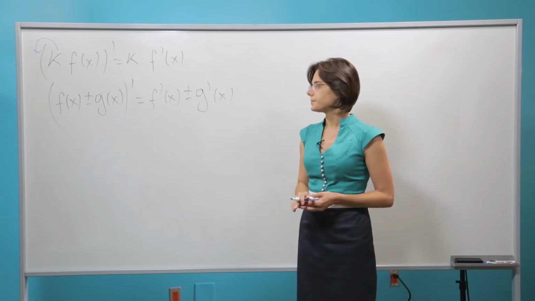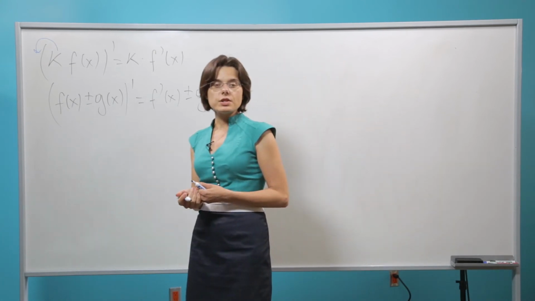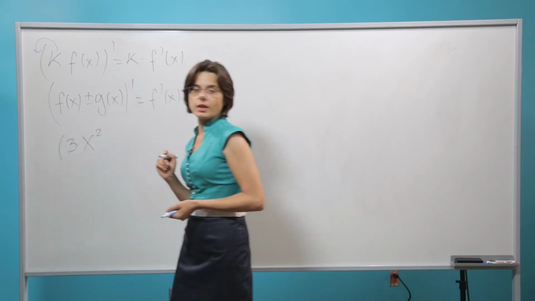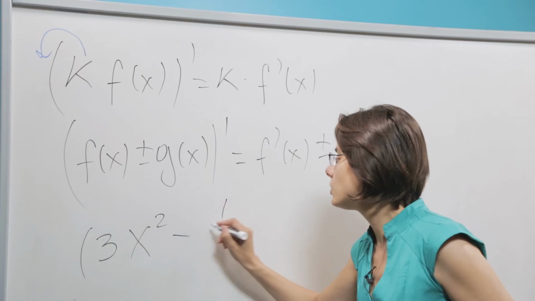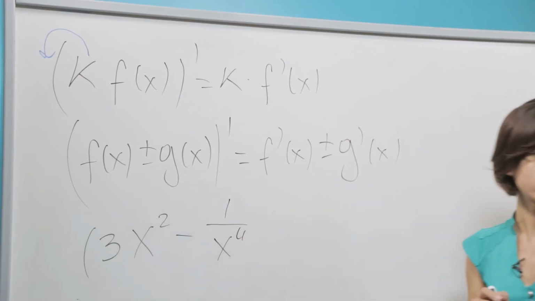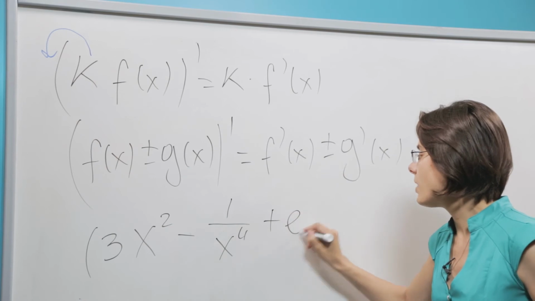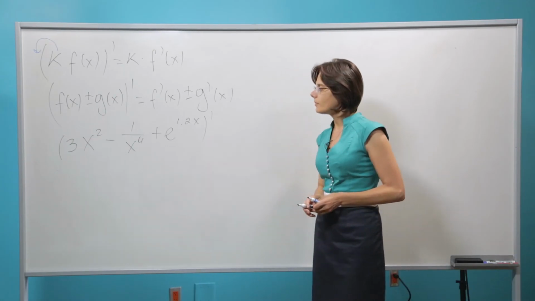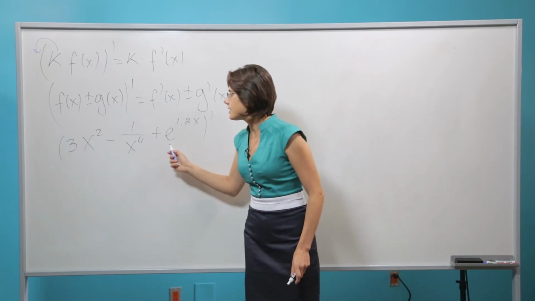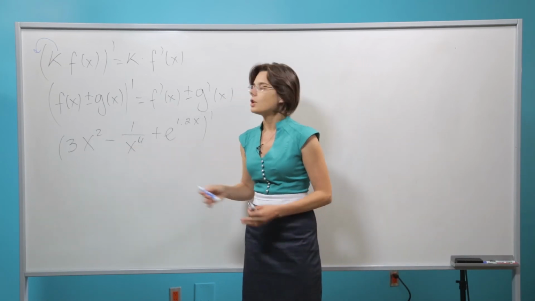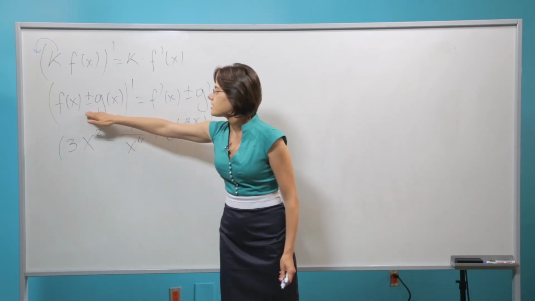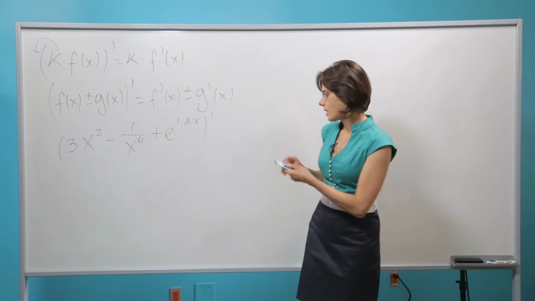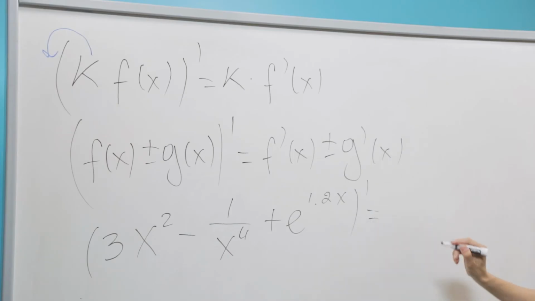Let us do some examples. Let us differentiate the following function: 3x squared minus 1 over x to the power of 4 plus e to the power of 1.2x, derivative. Again, I have difference and addition of three functions. So by this formula, if I add and subtract functions, I first differentiate them and then I add or subtract them. So I have to write this as the following.